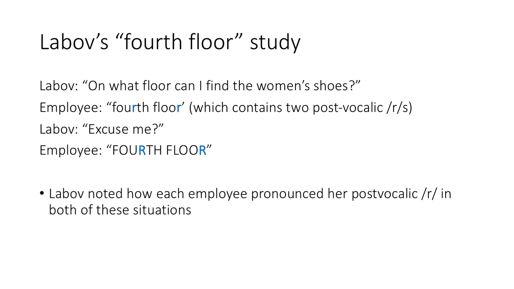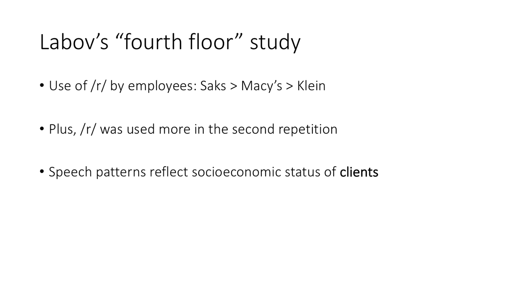And then he would do something else. He would ask them, oh, I'm sorry, what? He would ask them to say it again. And so then they would repeat it more clearly, fourth floor. Now, as you will note, fourth floor contains 2 coda R's. And so what he did was, in his little notebook, he noted how each employee pronounced their post-vocalic R in each of these situations. And what he found was that there was a dramatic difference in the use of the rhotic dialects by employees, and specifically the employees that worked at Saks used the R much more than the employees at Klein's. And also everybody used it more in the second repetition.